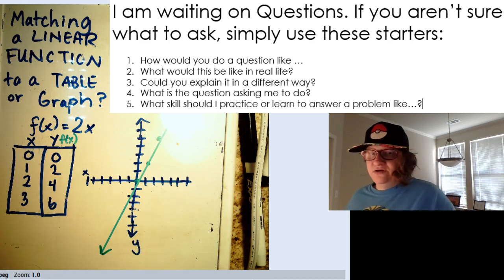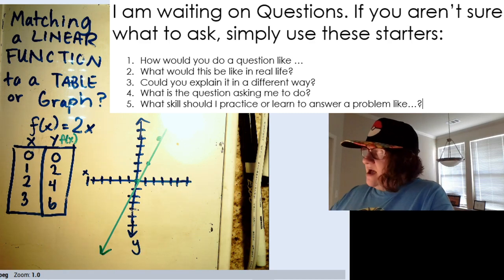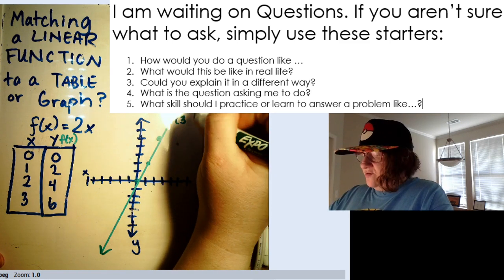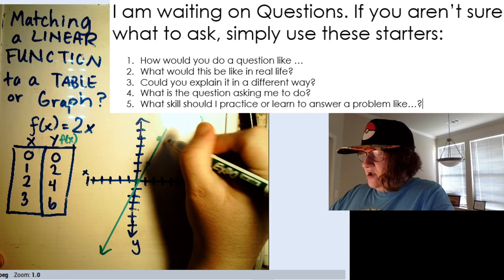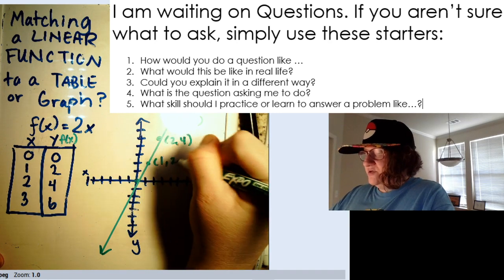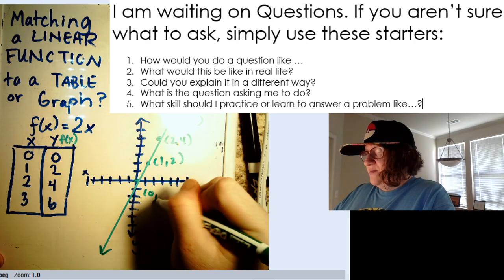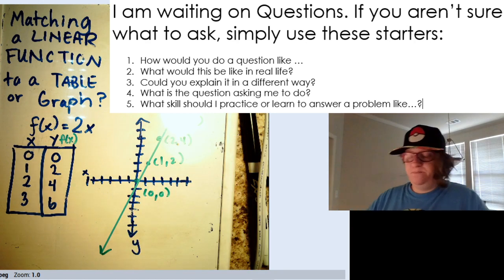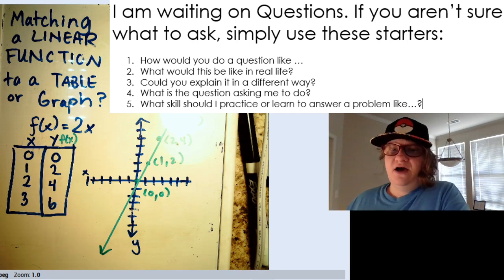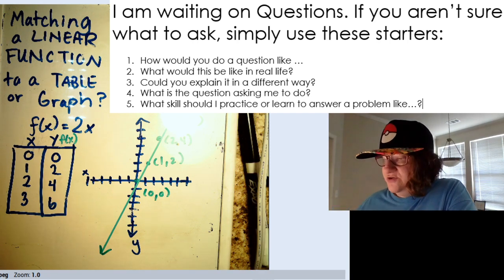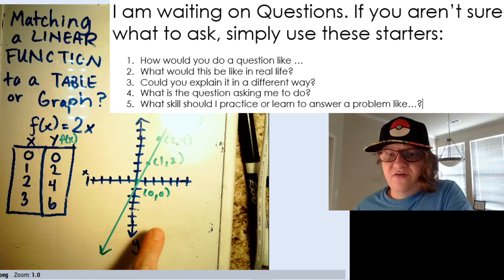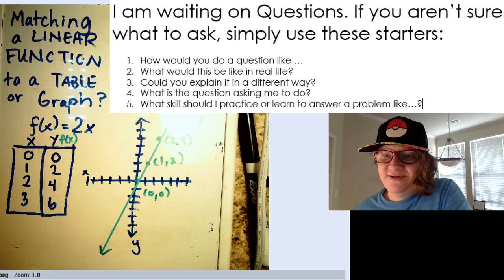It's a linear function because look, it's a line. And again, these are just coordinate pairs. 3, 6 is an ordered pair. 2, 4 is an ordered pair. 1, 2 is an ordered pair. And 0, 0 is an ordered pair. Now, occasionally on assessments, you'll be asked to use the function to create a table or use the function to create a graph. And that was mostly what you did in middle school.